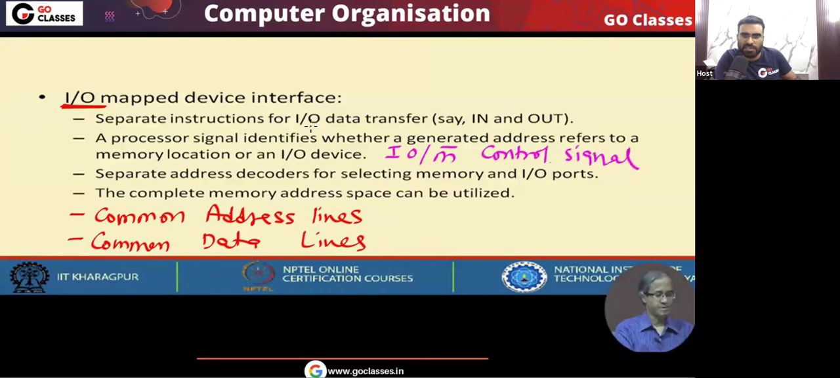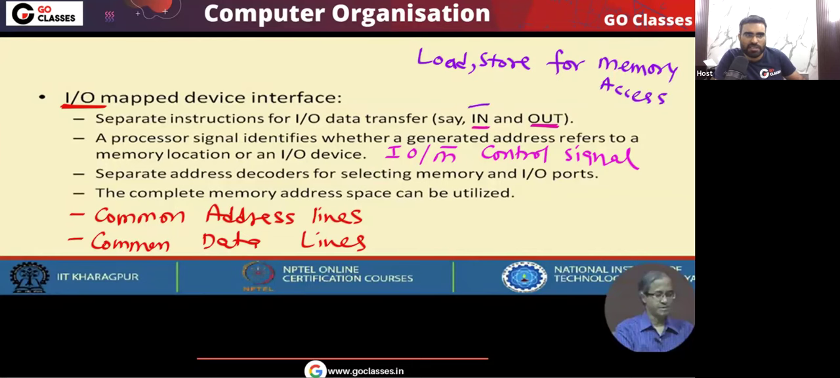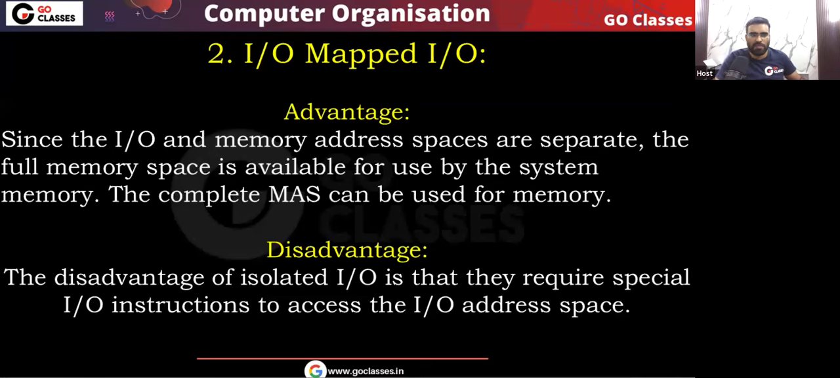Okay, and different instructions for IO, in comma out. These are different instructions for IO. And load comma store for memory. Load comma store for memory access, and in comma out for IO access. So that's it. Is this clear? Everything that we have seen, is that clear so far?